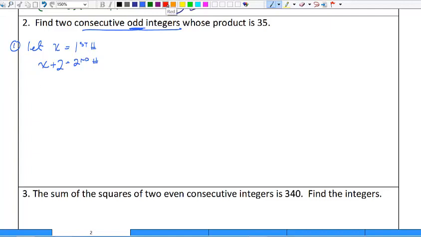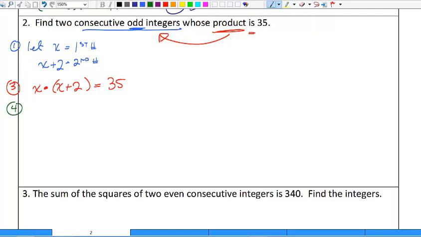Step 2 says draw a picture. Can't do that. Step 3 says write an equation. Find two consecutive odd integers whose product. Okay, that word product means multiply. And who am I multiplying? Well, the subject of this sentence, which is the consecutive odd integers, is. What does that word is mean? That's equals 35. So I've now written my equation.